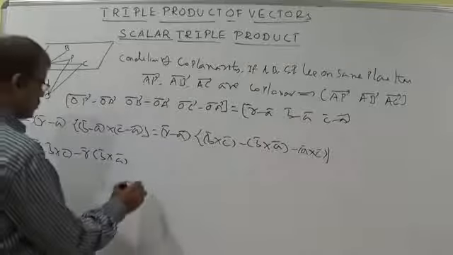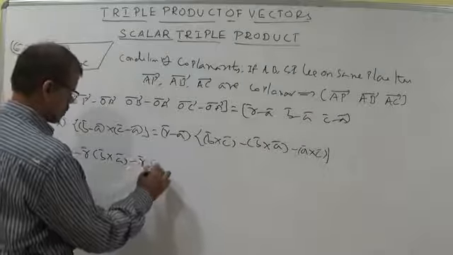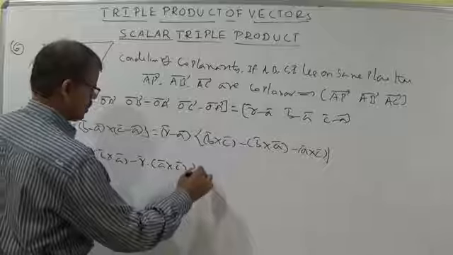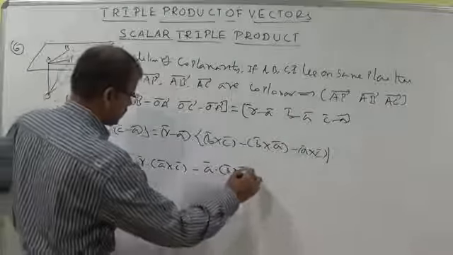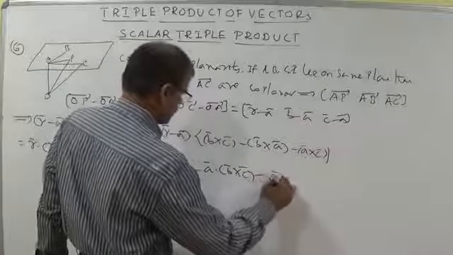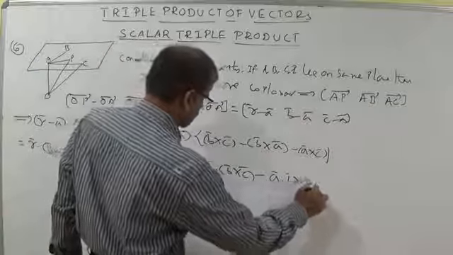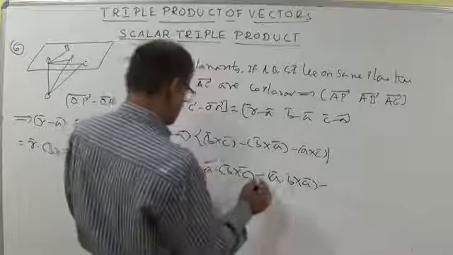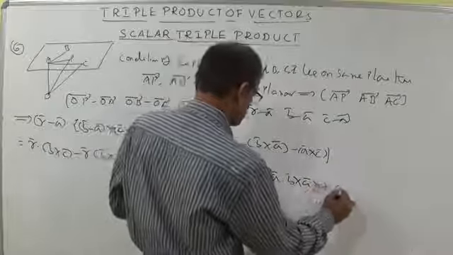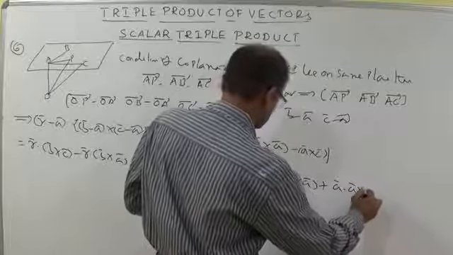Next you can write r bar dot a cross c minus a bar dot b bar cross c bar minus a bar dot b bar cross a bar. Minus of minus becomes plus. It is also plus a bar dot a cross c.